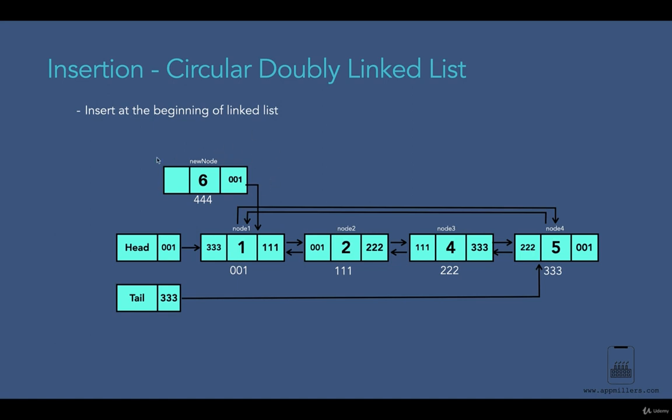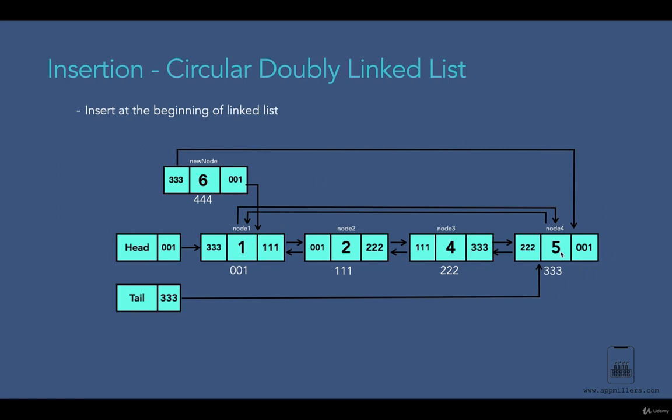Then we need to update the previous reference of this new node. We know that in a CircularDoublyLinkedList, the first node has to point to the last node. The physical location of the last node is 333, so we are going to update the previous reference of the new node to 333. After doing so, a backward link between the new node and node 4 is created.